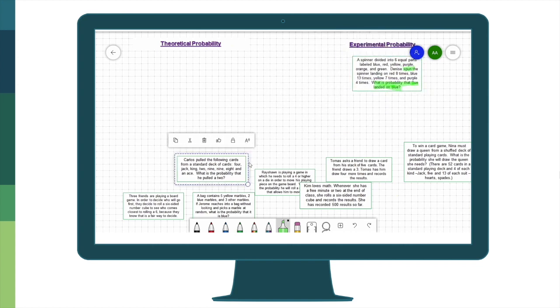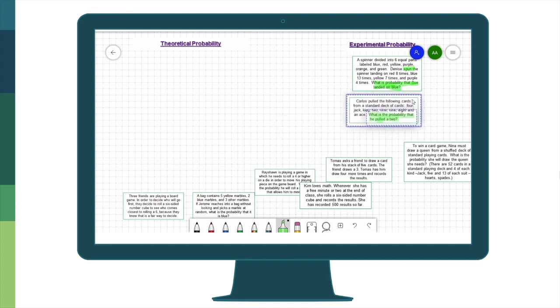Our next example, Carlos. He pulled the following cards from a standard deck of cards: 4, Jack, King, 2, 9, 9, 8, and an ace. What is the probability that he pulled a 2? Again, keyword pulled. That means he conducted an experiment. So with that being the case, that's considered experimental probability as well.